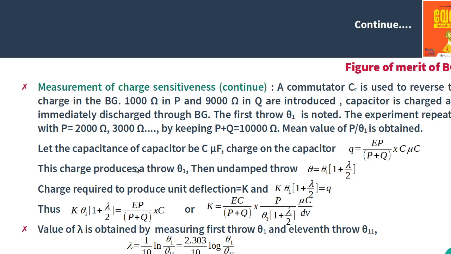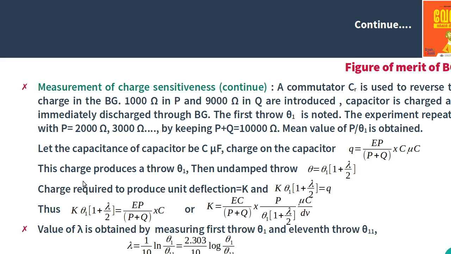Now we know K. What is K? K is the charge required to produce unit deflection. If you multiply this K with theta, you will get the charge that produces the deflection theta, isn't it? Charge required to produce unit deflection is K. If you want the charge that produces the deflection theta, you multiply K with theta. So K into theta 1 into 1 plus lambda by 2 will give you the charge that produces the deflection theta 1 into 1 plus lambda by 2.